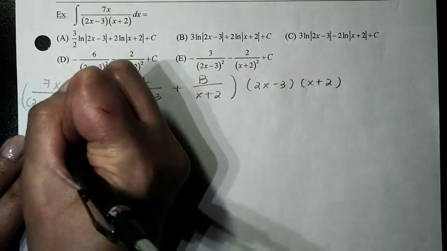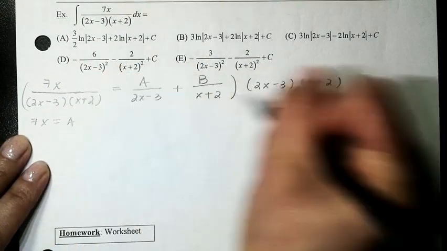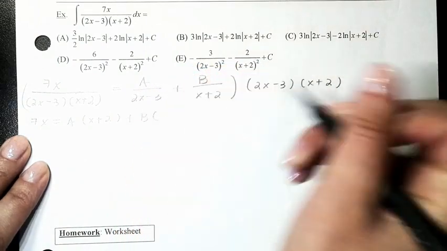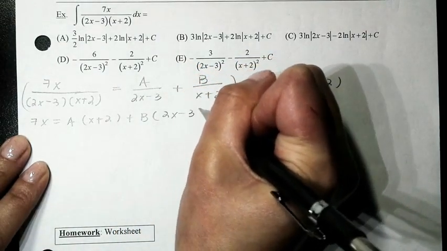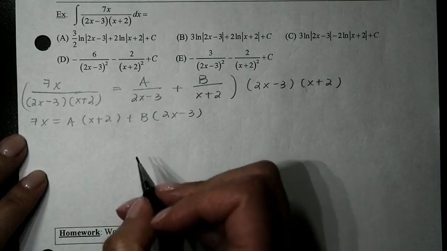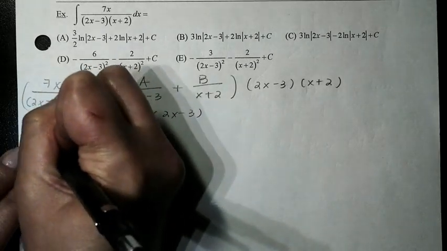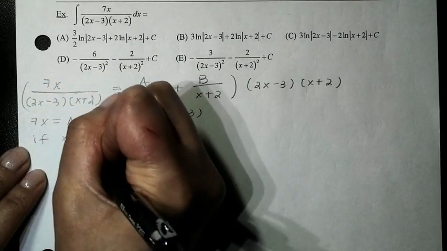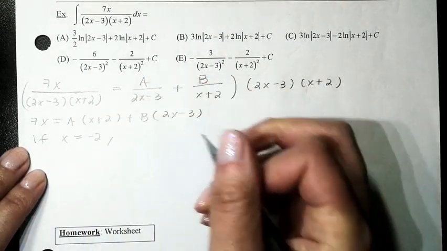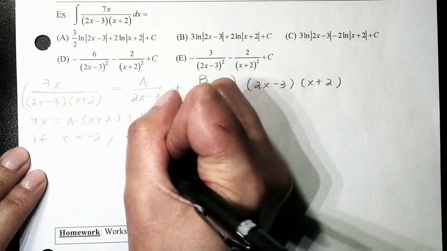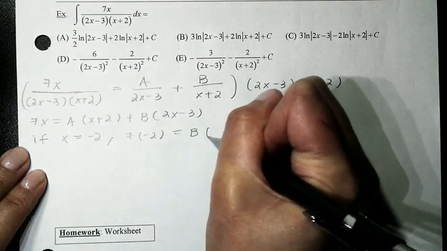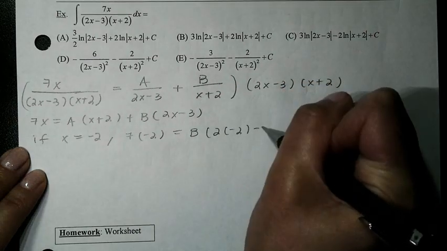You are going to have 7x is going to be equal to a times x plus 2 plus b times 2x minus 3. Okay, so what do you have? You have that if x is equal to, which one do you want first? -2. Okay, so if x is equal to -2, you have 7 times -2 is equal to b times 2 times -2 minus 3.